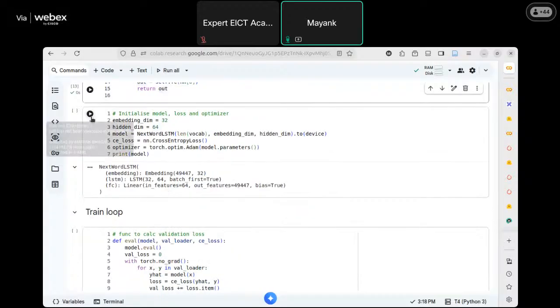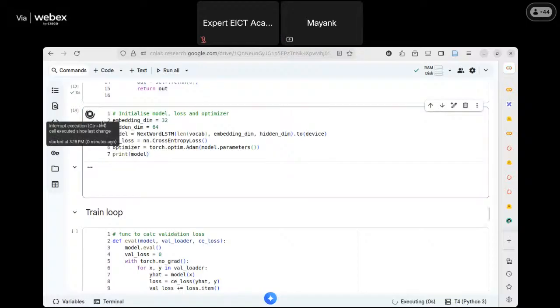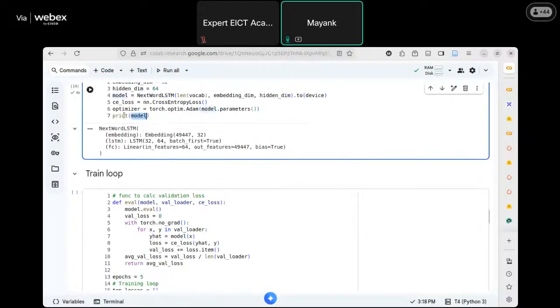Again we have our embedding dimension, hidden dimension, and then we initialize the model. We initialize our loss, cross entropy loss, and then we run the optimizer, and then the model itself. We print the model itself. Remember, we had printed in a similar fashion the GPT-2 model details also. When you write print of model, it will print the entire model architecture.